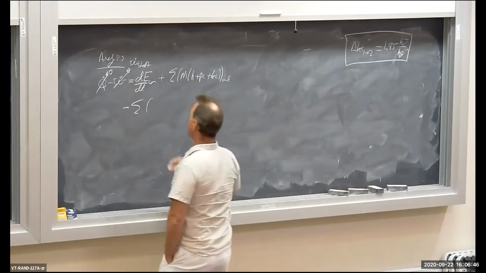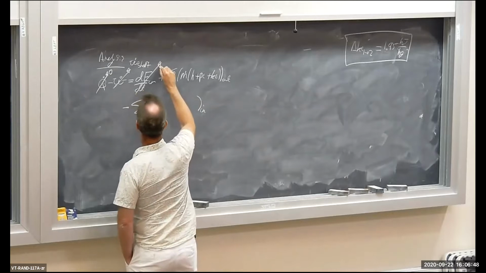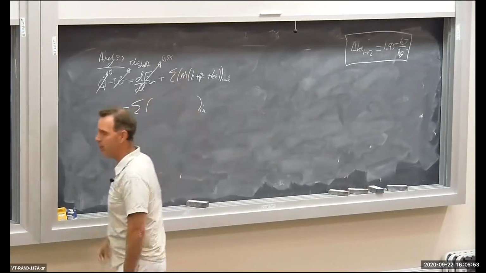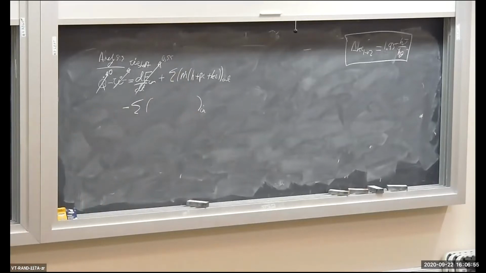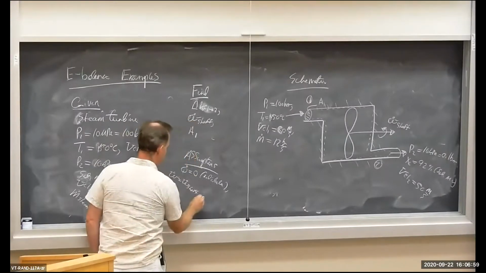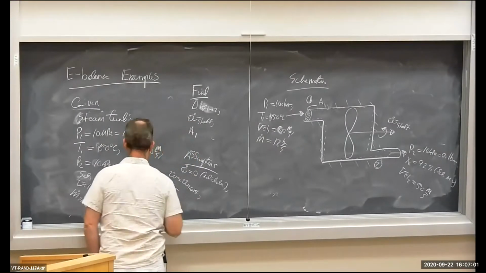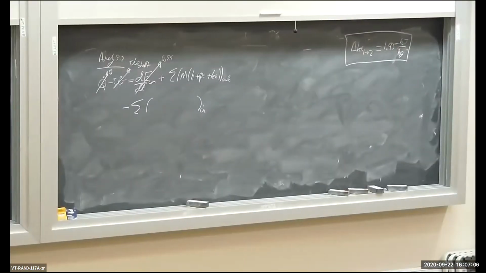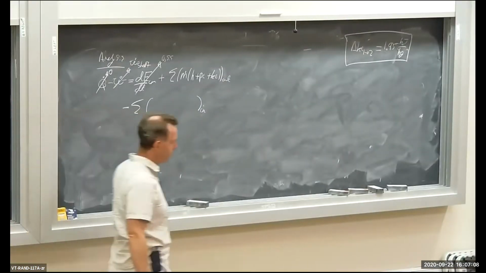I'm going to neglect the change in internal energy. I'm going to assume steady state, so I can get rid of dE_CV/dt. Steady state, so get rid of the time rate of change of the energy within the control volume.